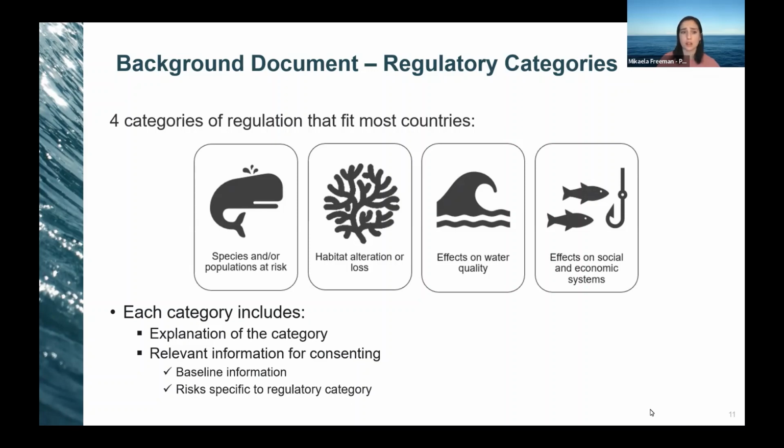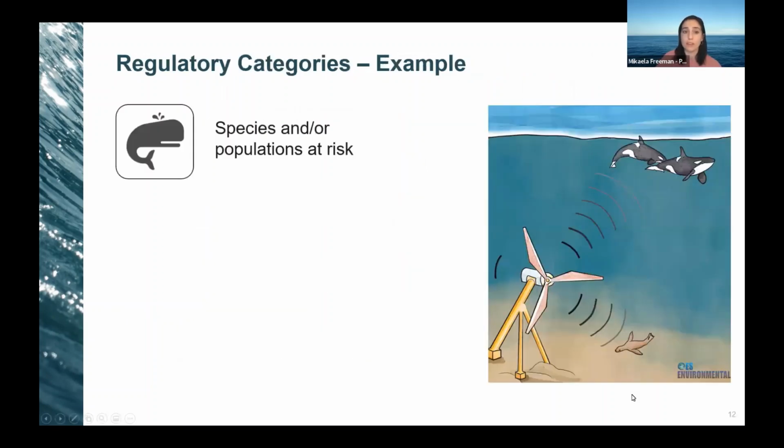So within the background document, it includes an explanation of each of these 4 categories, as well as information that's relevant for consenting processes, such as baseline information needs for each of the categories, and potential risks for those categories, aligning those with stressor receptor interactions. And it also includes some information on risk retirement within each category, and a brief additional note on caveats and things like cumulative effects. So in the next slide, I'm going to give us an example of what this actually looks like and what that information contains.